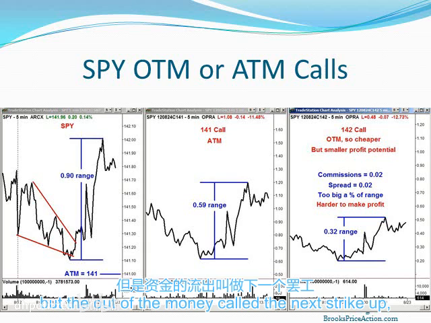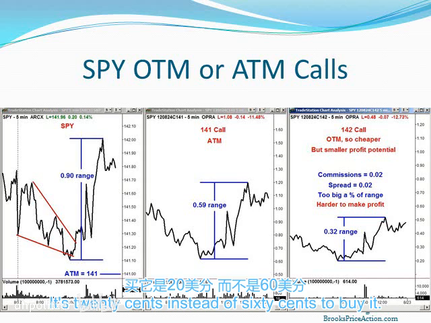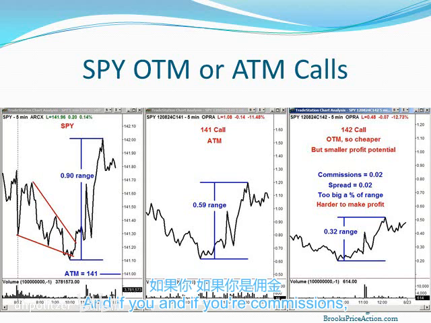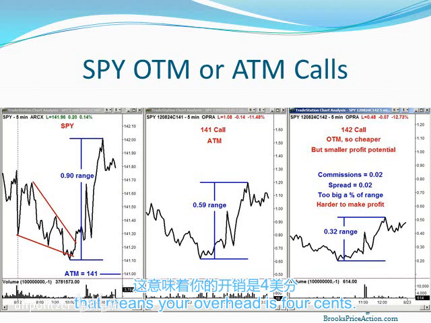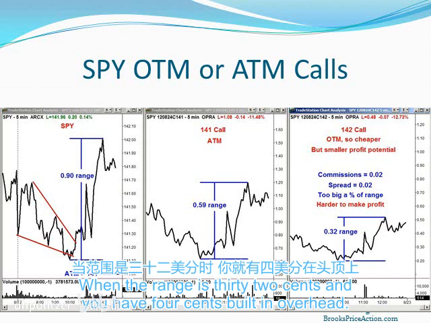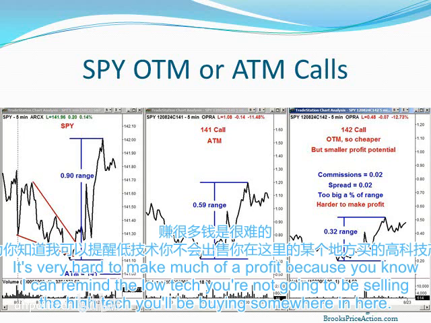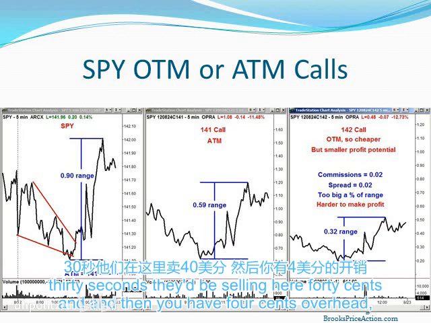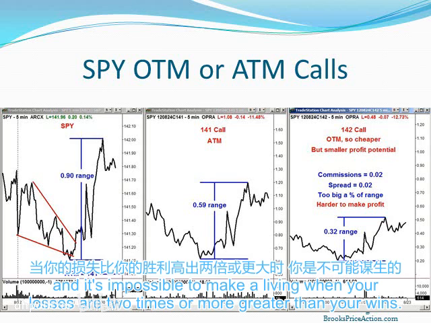But if I instead bought the out of the money call, the next strike up, the 142, it's a lot cheaper, right? It's 20 cents instead of 60 cents to buy it, but the range was only 32 cents. And if your commissions are a penny in and a penny out, and the spread is a penny in and a penny out, that means your overhead is 4 cents. When your range is 32 cents and you have 4 cents of built-in overhead, it's very hard to make much of a profit, because you're not going to be buying the low tick or selling the high tick. You'll be buying somewhere in here, 30 cents, and selling here, 40 cents, and then you have 4 cents overhead. So you're making 6 cents profit on a win, and you're losing 14 cents on a loss. And it's impossible to make a living when your losses are 2 times or more greater than your wins.